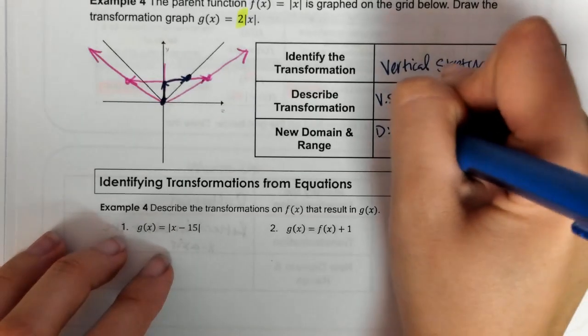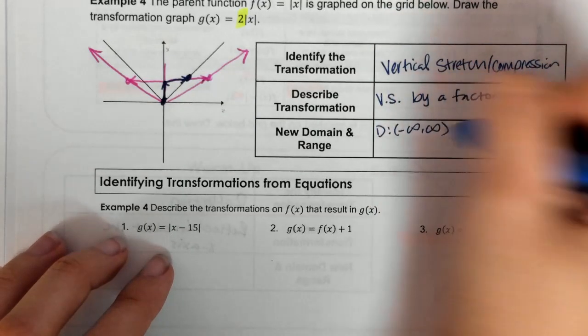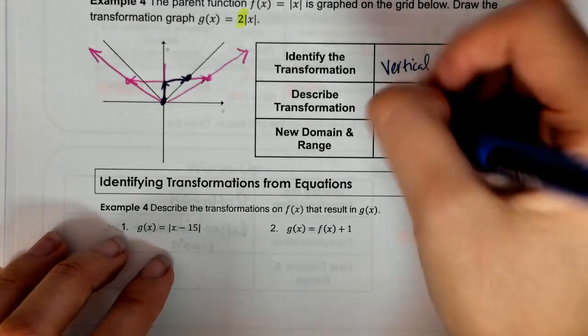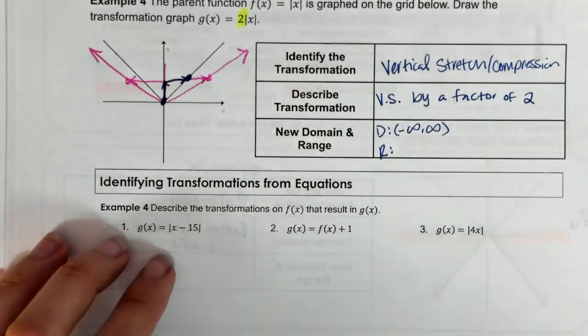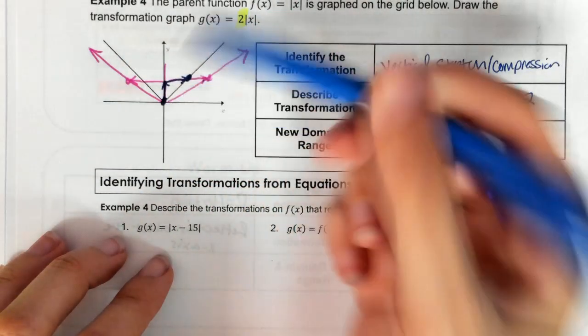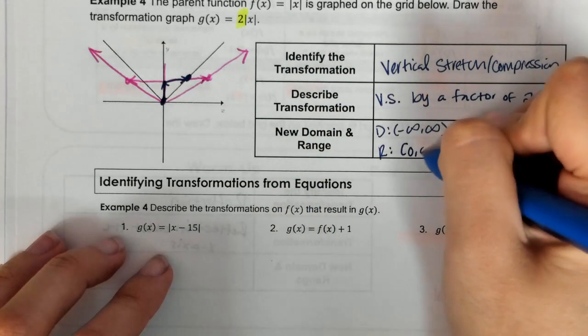In fact, you should notice my domain and range, no matter what's going on to it, will always be negative infinity to infinity because it always has double arrows. And my range will go, I haven't changed my y value, the vertex stayed the same, still 0 to infinity.